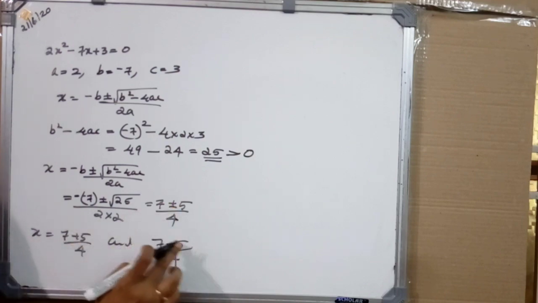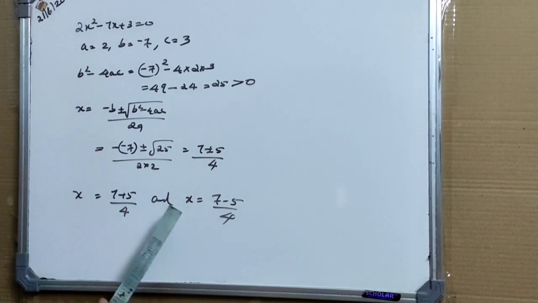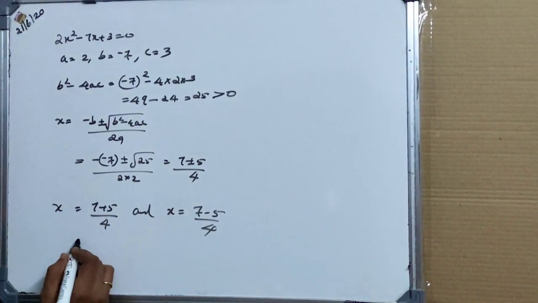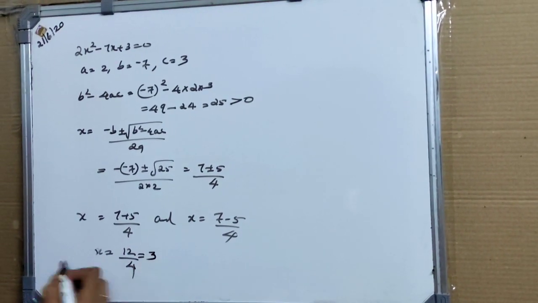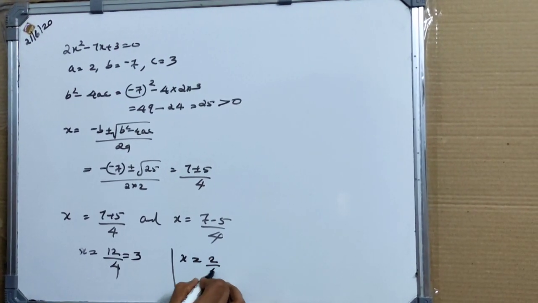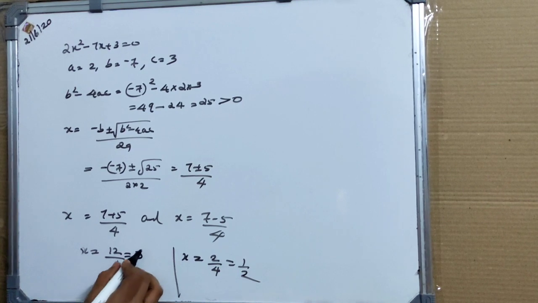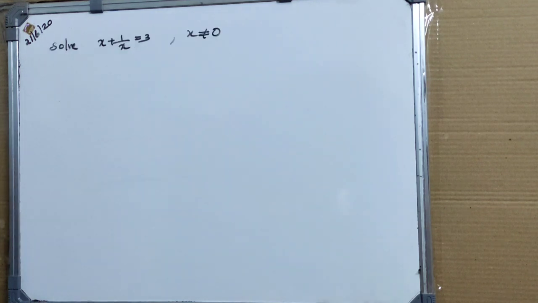One is plus 5, the other is minus 5. So x is equal to 7 plus 5, 12 by 4, 12 by 4 equal to 3. And x equal to 7 minus 5, 2 by 4, that is equal to 1 by 2. So here we get the roots are 3 and 1 by 2. The roots are 3, 1 by 2.